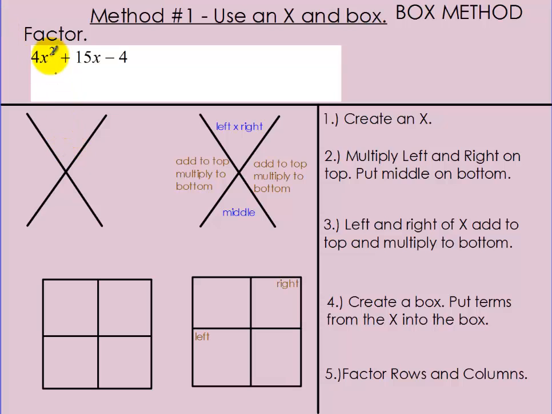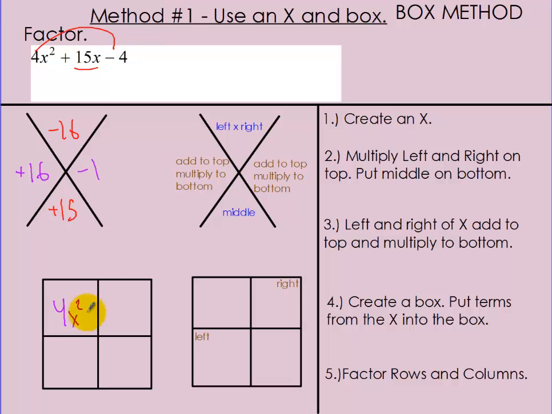Try one more. So it still works for this. We're going to multiply on the top. 4 times negative 4 is going to be negative 16. And positive 15 on the bottom. The two numbers that multiply to negative 16 and add to 15 are going to be positive 16 and negative 1.